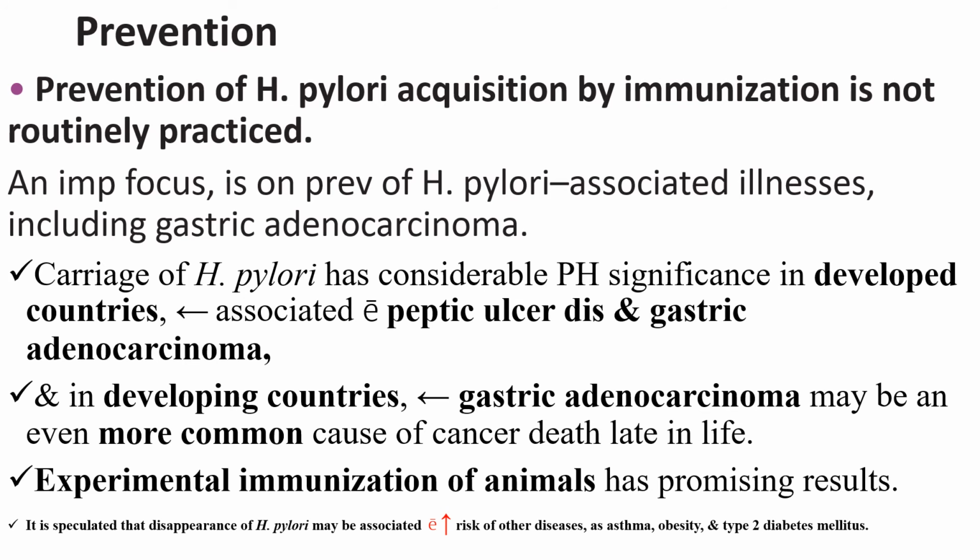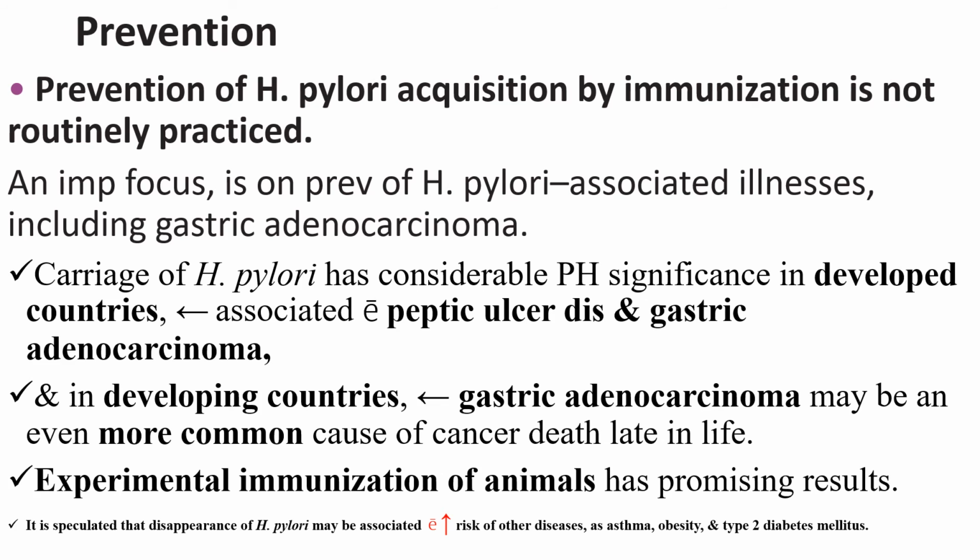Prevention of H. pylori. Prevention of H. pylori acquisition by immunization is not routinely practiced. An important focus is on prevention of H. pylori associated illnesses, including gastric adenocarcinoma. Carriage of H. pylori has considerable public health significance in developed countries because it is associated with peptic ulcer disease and gastric adenocarcinoma. In developing countries, gastric adenocarcinoma may be an even more common cause of cancer death late in life.